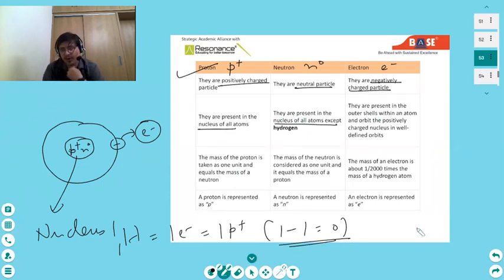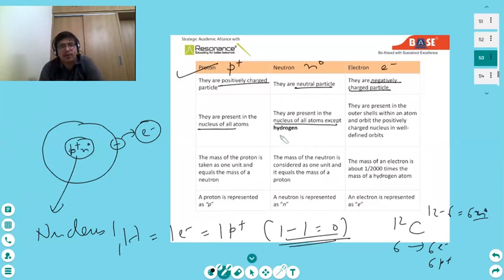So we are not talking about that. How do you find out the neutrons? Suppose this is carbon 12 and 6. So it has 6 electrons, it has 6 protons, and 12 minus 6 is 6 neutrons. Same thing you can do here: 1 minus 1 is 0 neutrons. So except hydrogen, neutrons are present in every atom in their nucleus. Electrons are present in the outer shell within an atom. Basically, they keep on revolving around the nucleus in their particular orbit. Orbit means a specified path.